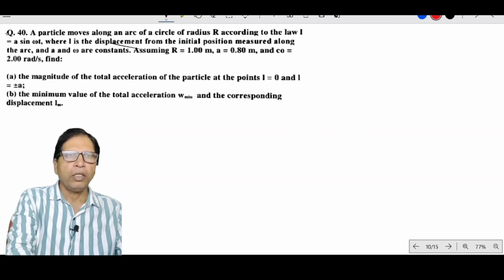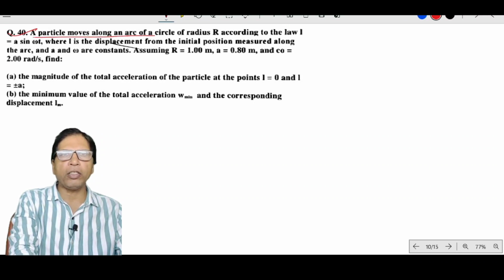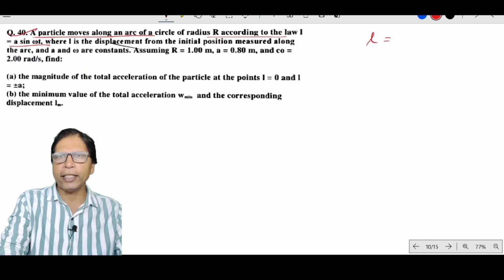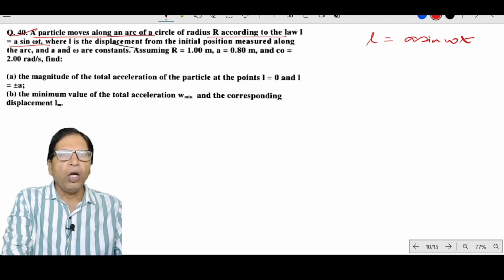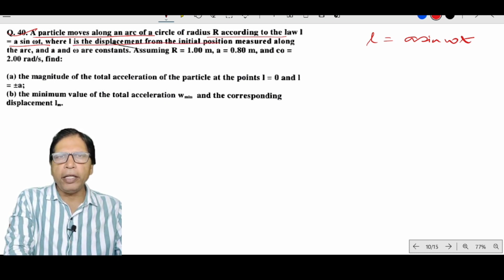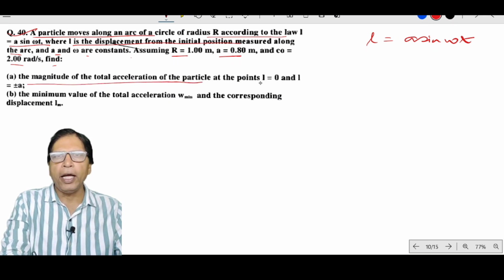Okay. Now question number 40. A particle moves along the arc of a circle of radius r according to the law L equals A sine omega t, where L is the displacement from the initial position measured along the arc, and A and omega are constants. R is given, A is given, omega is also given. Find the magnitude of total acceleration of the particle at L equal to 0 and L equal to plus minus A.